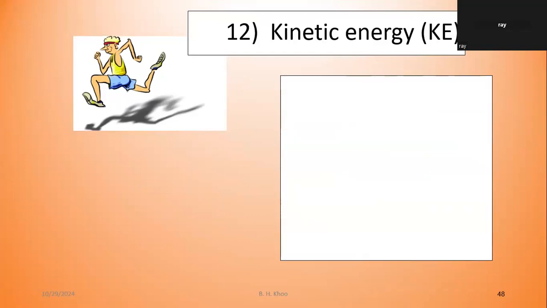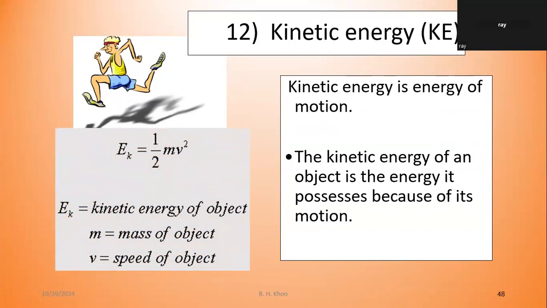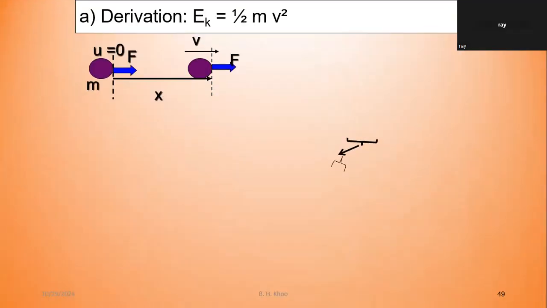Okay, kinetic energy. Kinetic energy is the energy of motion. Kinetic energy of an object is the energy it possesses because of its motion. If it's moving, it has kinetic energy. And you need to memorize the formula and know how to use it. EK is the kinetic energy of the object. M is the mass of the object. V is the speed of the object. In this case, the mass of the person, M.